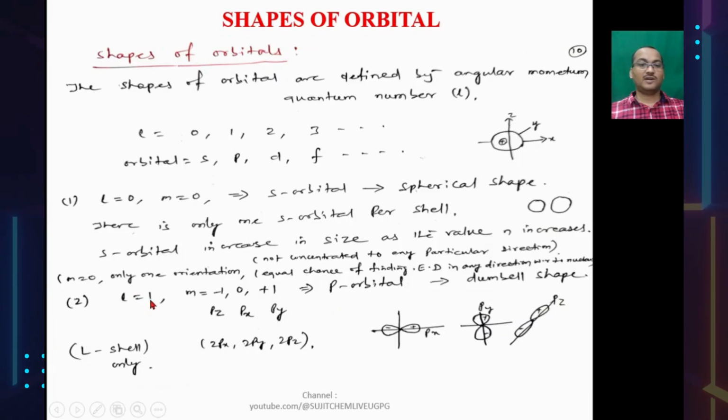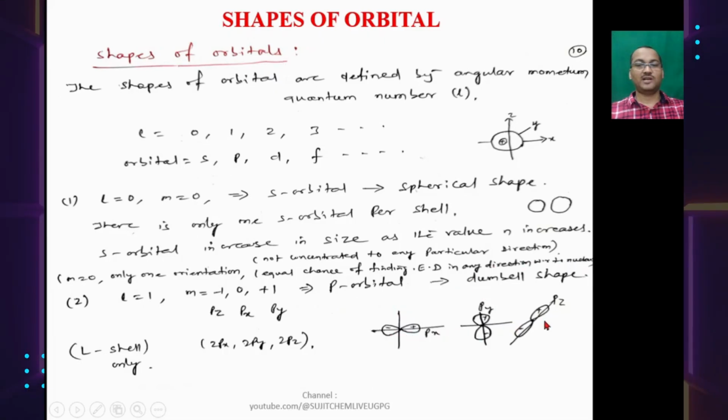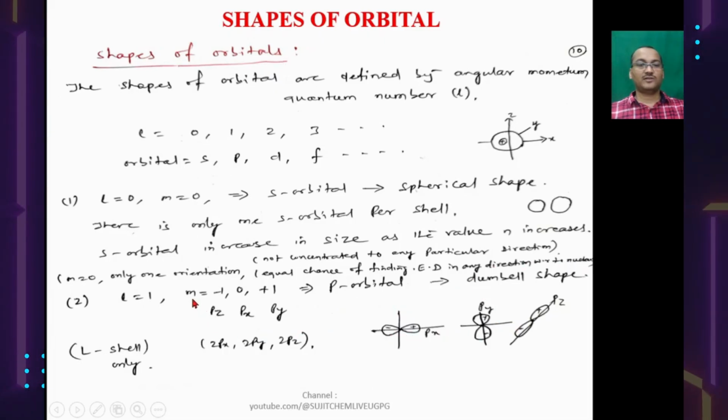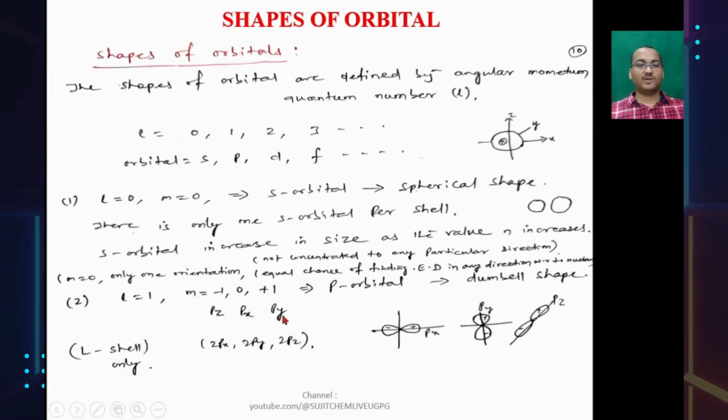Similarly, when l equals 1, the m values are minus 1, 0, plus 1. So that is a p orbital, and the p orbital shape is dumbbell shape. Here you can see px, py and pz. So for m values minus 1, 0, plus 1, when m equals minus 1 that becomes pz orbital, m equals 0, px orbital, and m equals plus 1, py orbital.